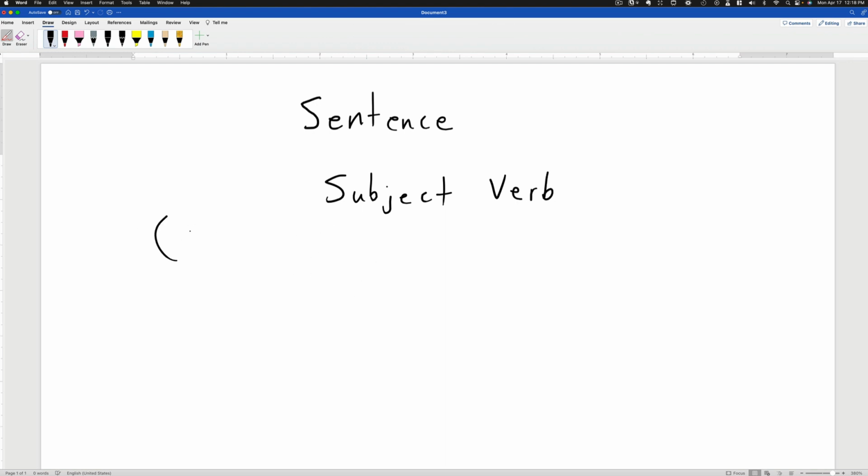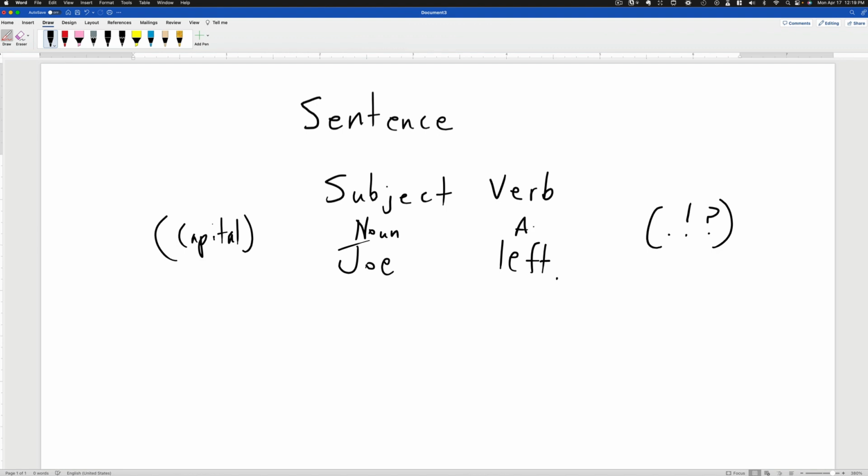Now, keep in mind, too, we need a capital letter at the beginning of the sentence, and we need some kind of punctuation mark at the end of the sentence, whether it's a period, an exclamation point, or a question mark. So, for example, Joe left. Here we have a noun as our subject, and we have an action verb as our verb. It's two words, but it's capitalized, it's got a period, it's a complete thought, and it has a subject and a verb.